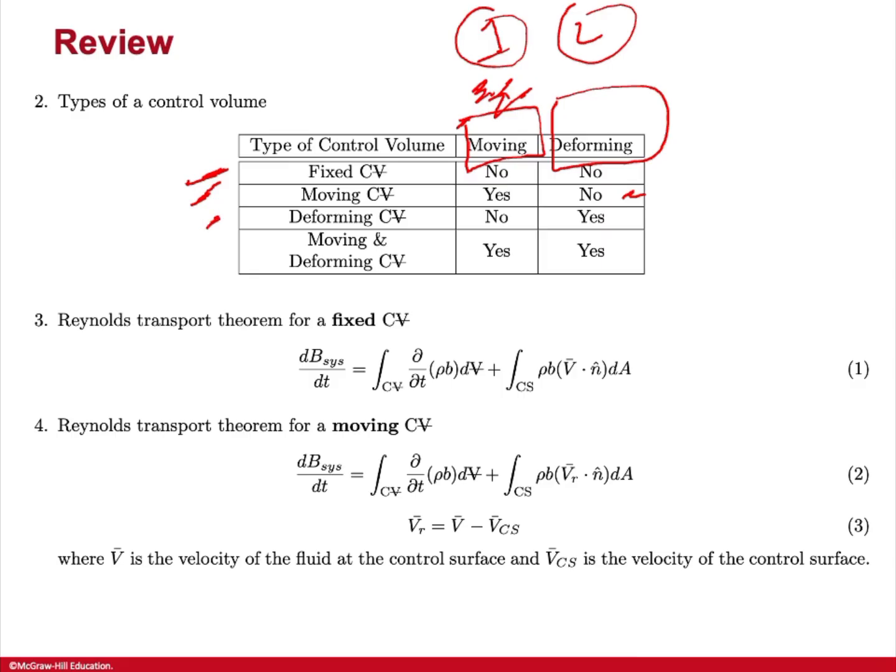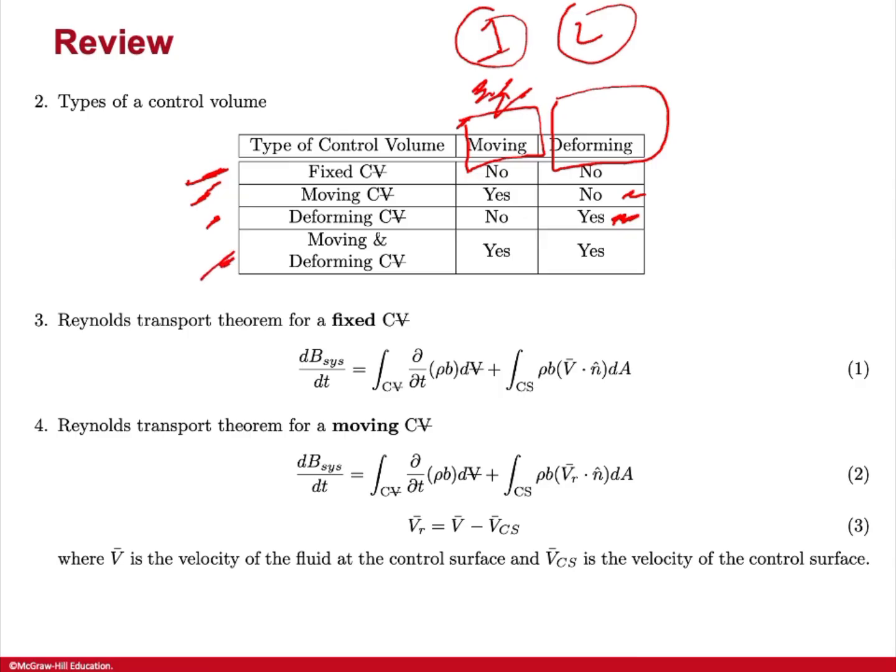It's not going places, right? Its boundaries might be changing, because that's really relevant to the shape changing. So if the shape is changing, it's a deforming control volume. Now in the most general case, it can be moving at a certain velocity, but also changing its shape as it is moving along, right? So in that case, the most general form will be a moving and deforming control volume, right?